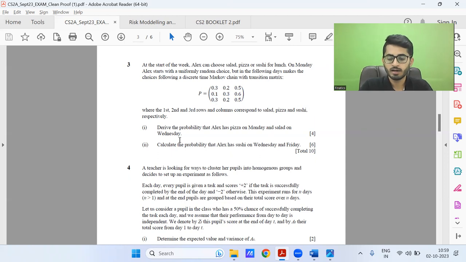So let's say you denote Monday as X0. X0 was pizza and X2 was nothing but salad. So we need the probability that X0 equals pizza and X2 equals salad. Many of you solved the probability that X2 is equal to salad given X0 is pizza. You found a conditional probability.